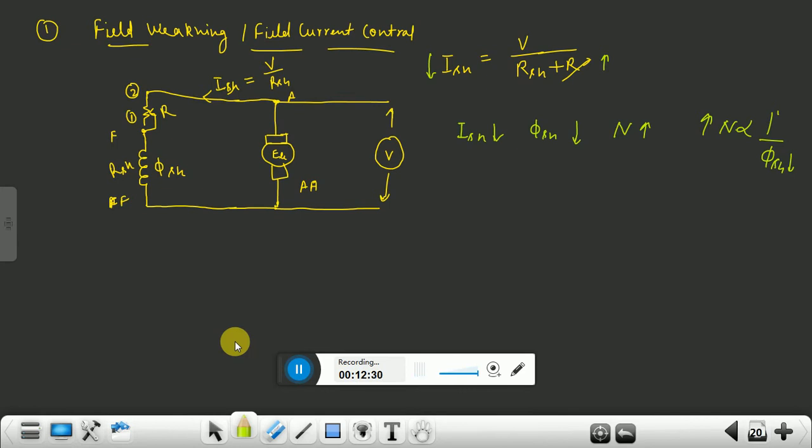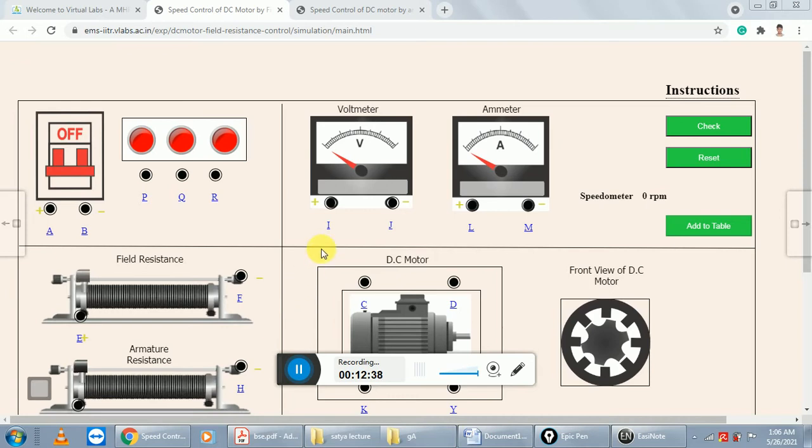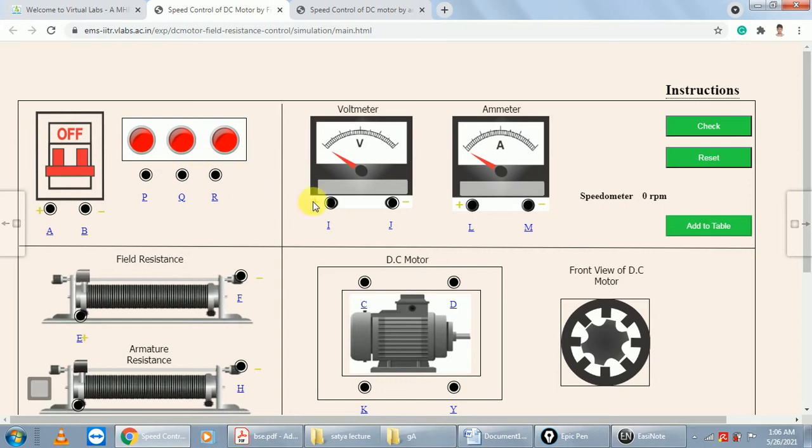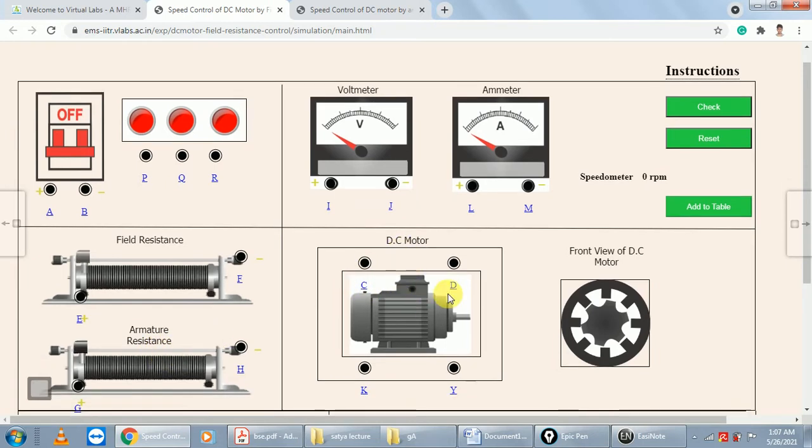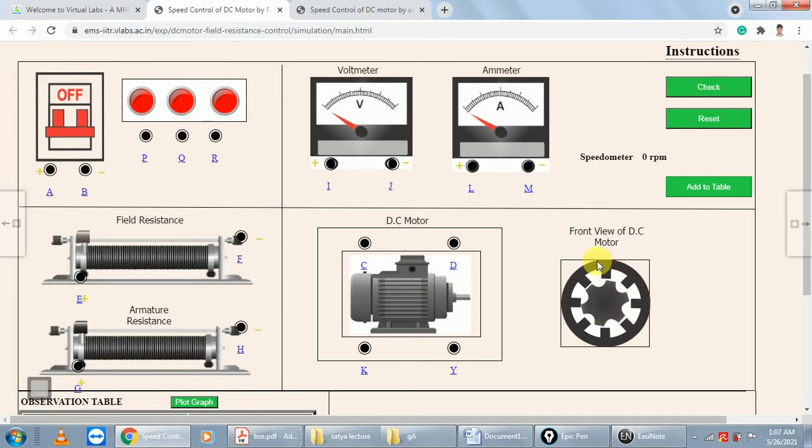Okay, let's move to the simulation part. In this method, here we open the simulation. This is your MCV, and this is your 3-point starter, voltmeter, ammeter. This rheostat is used for field resistance, and this rheostat is used for armature resistance. This is your DC motor, and this is the front view of the DC motor.